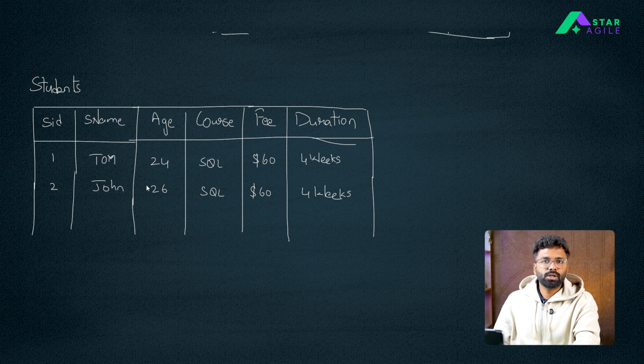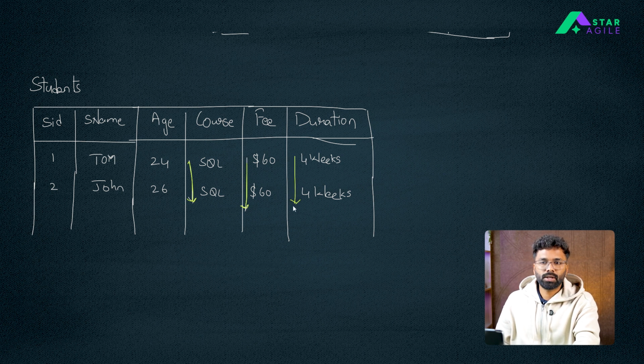Okay, let's say 1020 students are enrolling for the same course, for example, the SQL course itself. For 1020 people, the student IDs will be different, obviously. Next, the student name will be according to the student, and the age also. But when it comes to the course, the 1020 records will have the same course, the same fee, and also the same duration.